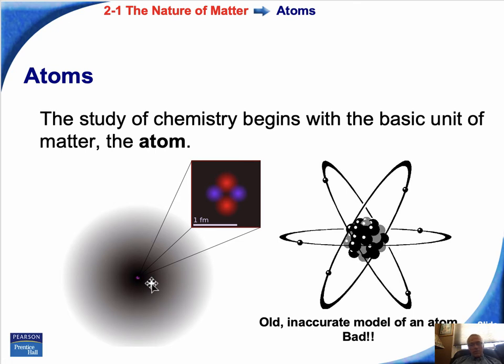And the nucleus, if it was drawn to size in this picture, you wouldn't be able to see it because the nucleus is tiny in size compared to the volume taken up by the electron cloud. But almost all the mass of an atom is in the nucleus, all the weight. The protons and the neutrons that are in the nucleus are the heavy parts of atoms.